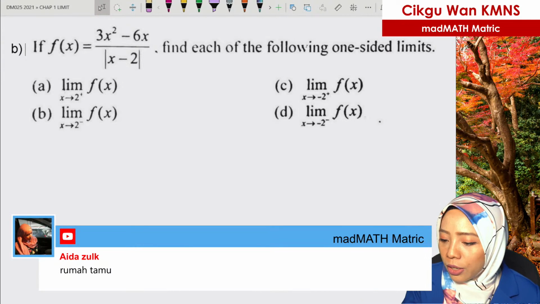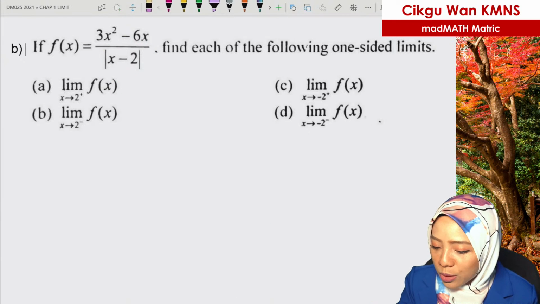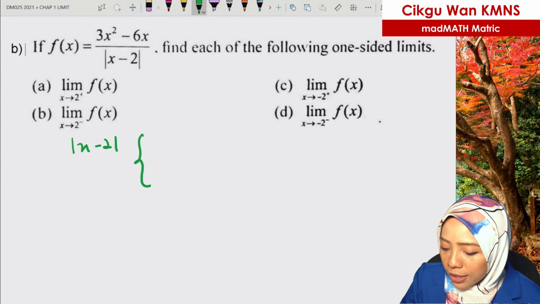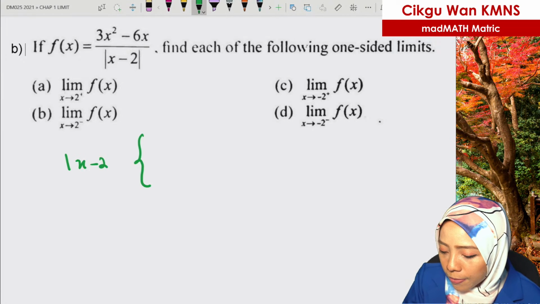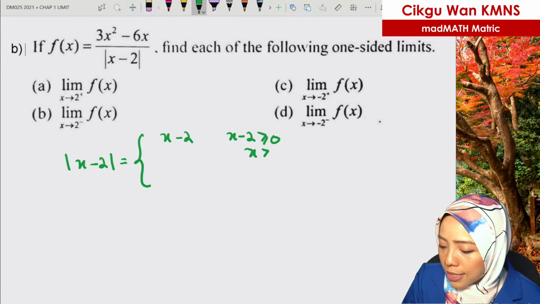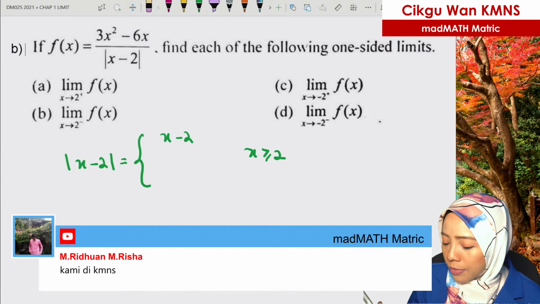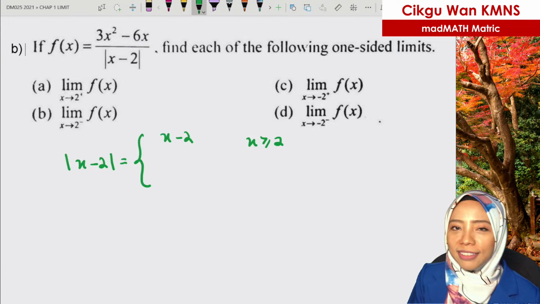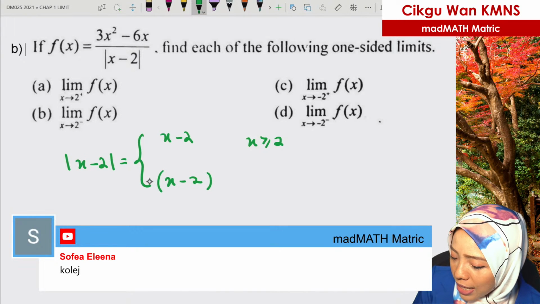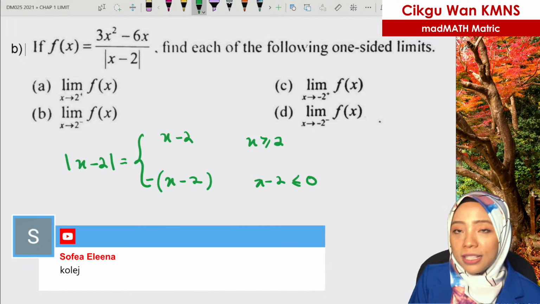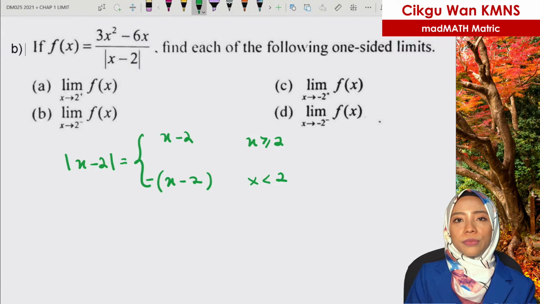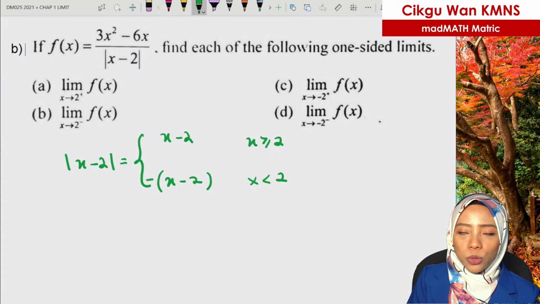Okay. Focus back. So, the absolute value of x minus 2 can be written as x minus 2 when x minus 2 is greater than 0, so x is greater than 2. Okay, so x greater than 2. And x minus 2 is less than 0, so x is less than 2. We can put the equal sign anywhere; usually we put it at the top.